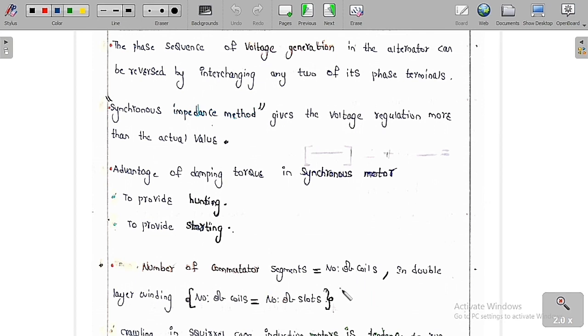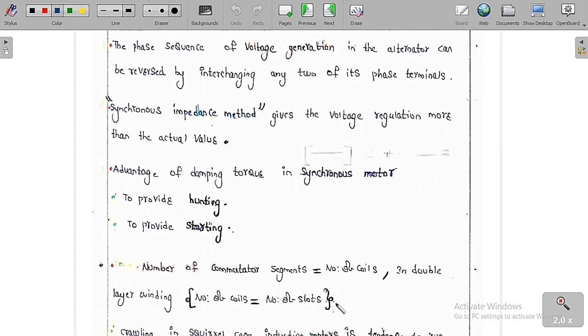Let me take a small example. Suppose in a double layer winding there are 30 coils. I have already told you that each coil will have 2 coil sides, so 30 into 2 is nothing but 60 coil sides.